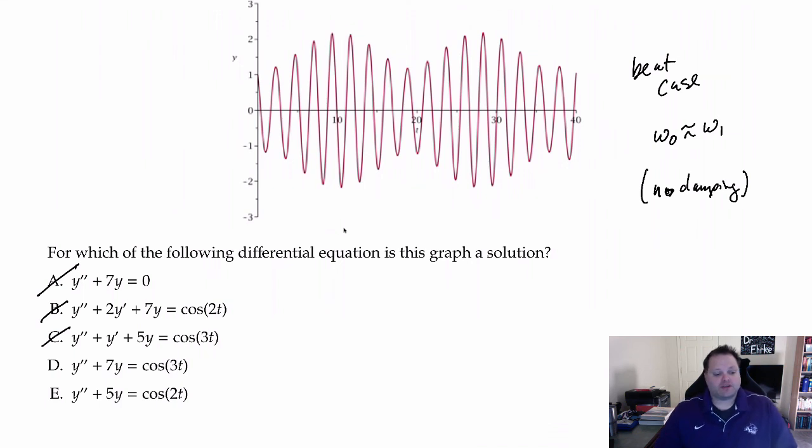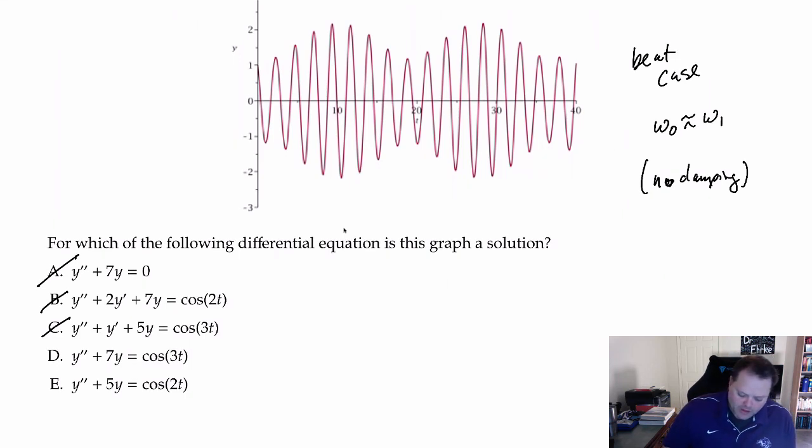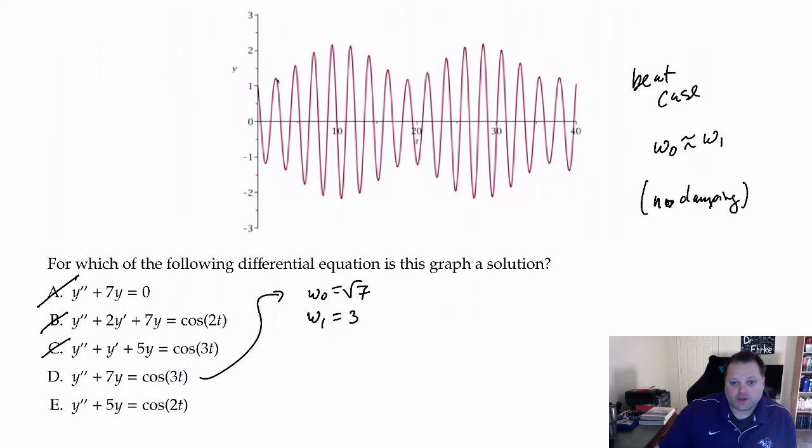All right, if you haven't done so already, pause it, commit to an answer, either D or E here, and let's take a look at it. So I'm going to analyze each one. For D, omega naught is the square root of 7, and omega 1 is 3. So I'm going to try to look at the beat period. To me, that's the easiest one to see. So whichever one has a beat period that's closest to 40 is going to be our winner here.